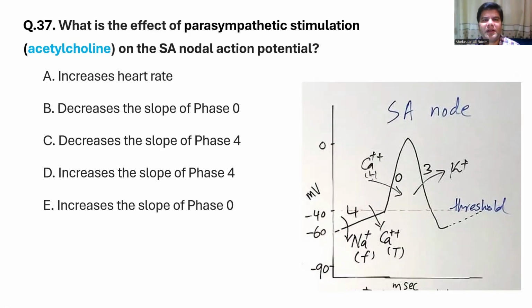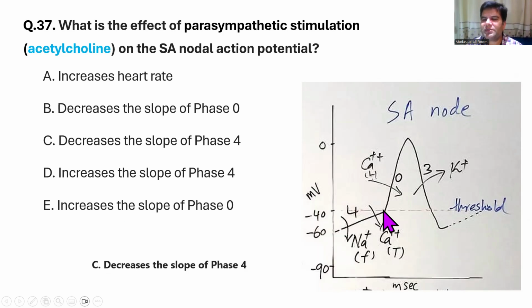Next question: what is the effect of parasympathetic stimulation, acetylcholine, on the nodal action potential? The options are A, increase heart rate; B, decrease the slope of phase 0; C, decrease the slope of phase 4; D, increase the slope of phase 4; E, increase the slope of phase 0. And the answer is: parasympathetic stimulation through its neurotransmitter acetylcholine decreases the slope of phase 4.